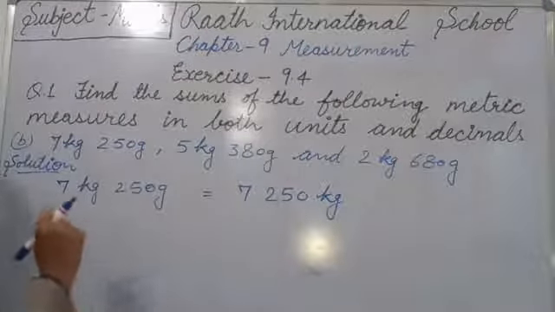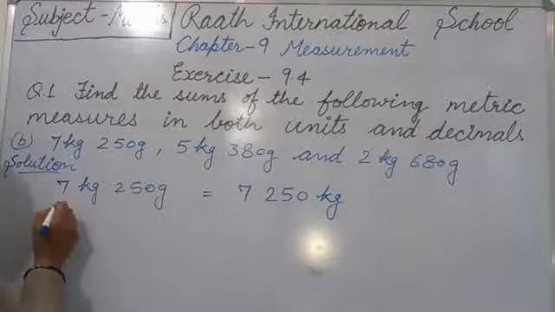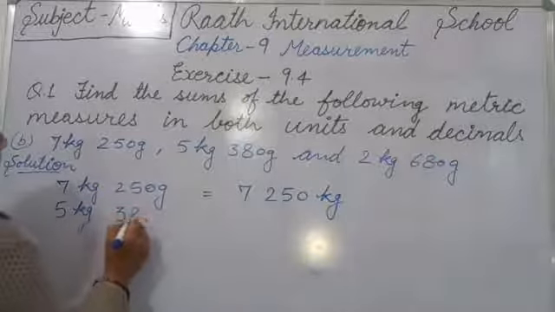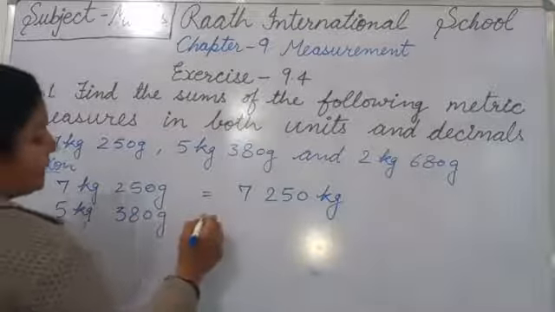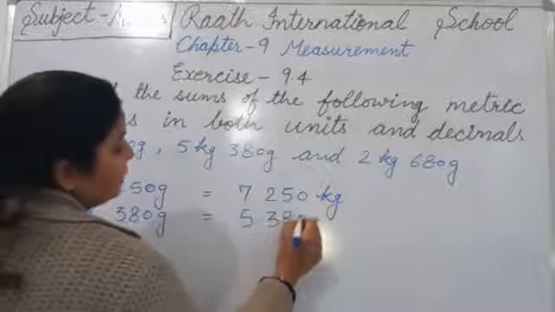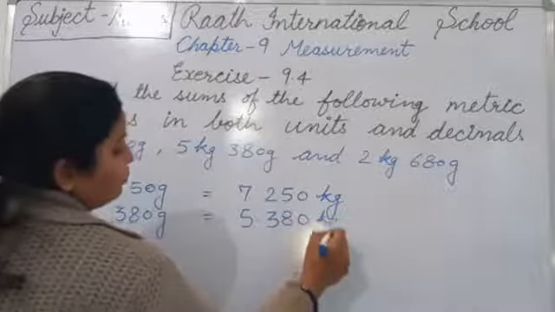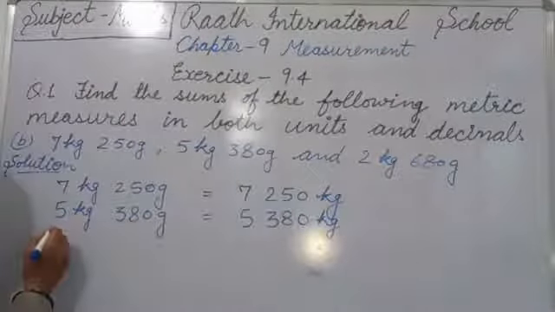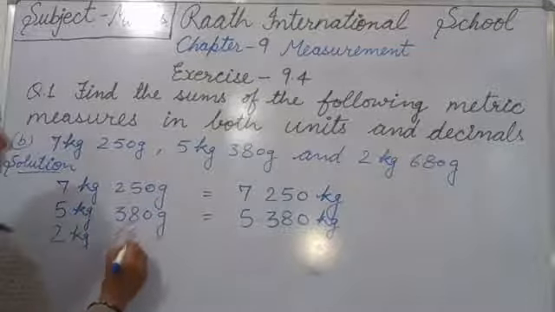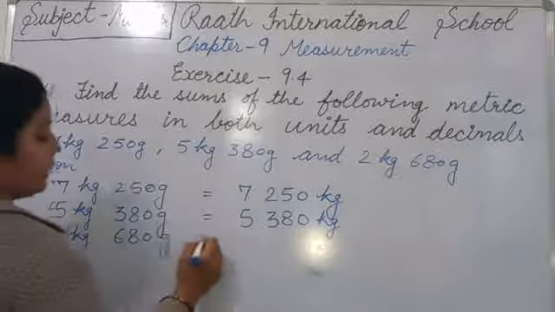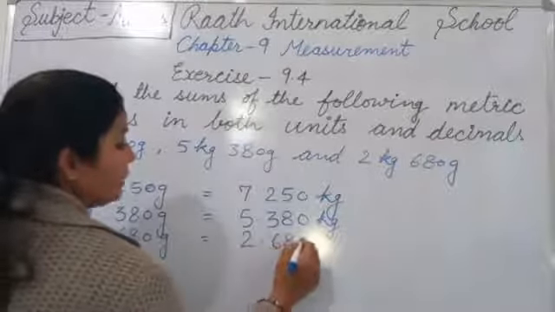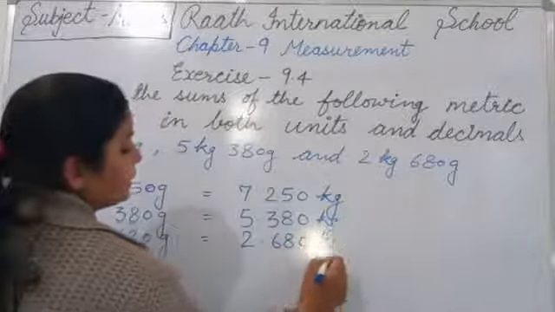So we write the higher unit. Okay. Now next is 5 kg. So below kg we write kg. 380 gram. Now we write in decimal form 5.380 kg. Now next is 2 kg. So below kg we write kg. 680 gram. Now we write in decimal form 2.680. Now it is kg.